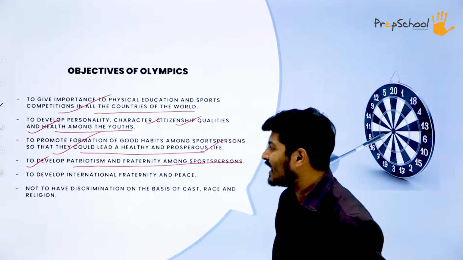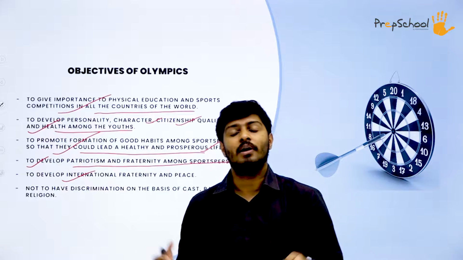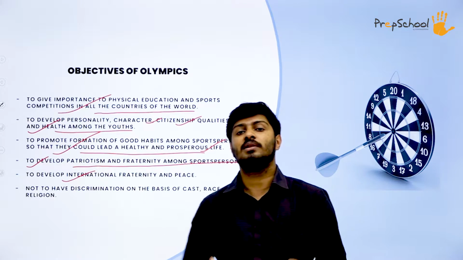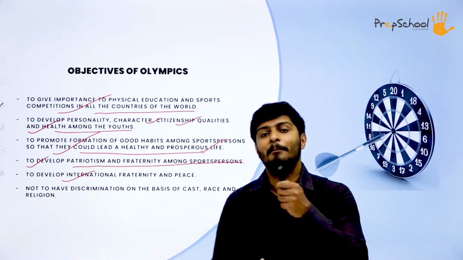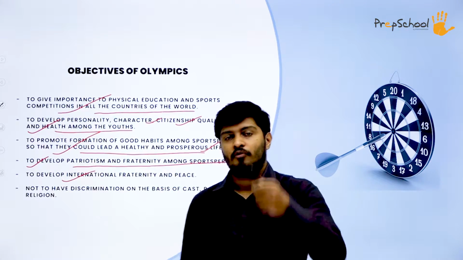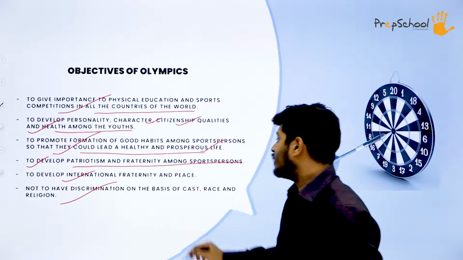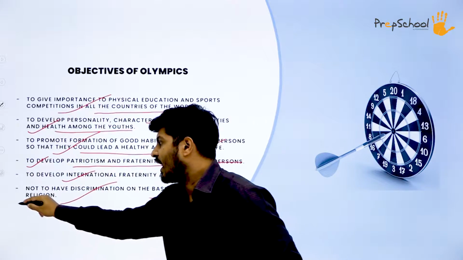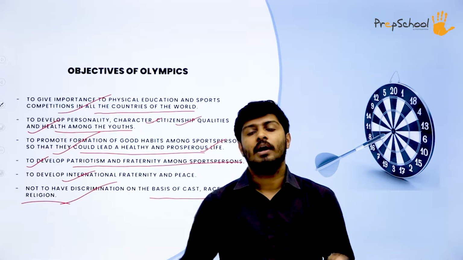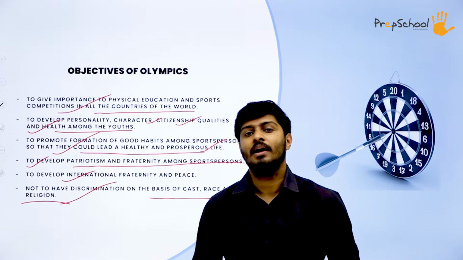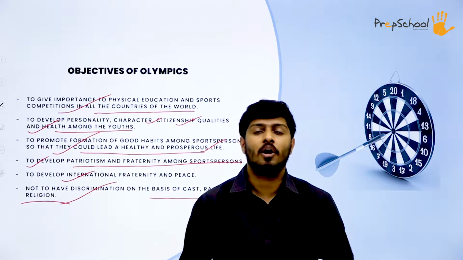What is the next objective that we have? To develop international fraternity and peace, to develop international friendship and coordination among different countries, and to maintain peace in the world. Finally, what is the last objective that we have? Not to have discrimination on the basis of caste, race and religion. To have the feeling of unity among humanity is one of the major objectives of the Olympics.